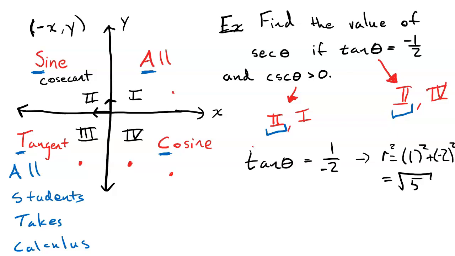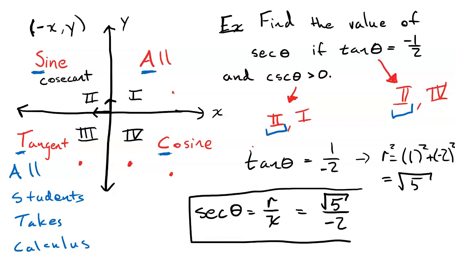Okay, our definition of secant is r over x. So we have secant theta is equal to r over x, which tells us that secant theta is square root of 5 over negative 2. And that is our answer. So that's all for objective 4 and objective 3. Sorry if this video was a little bit long, but I wanted to get through a lot of examples. So hopefully this helps you.